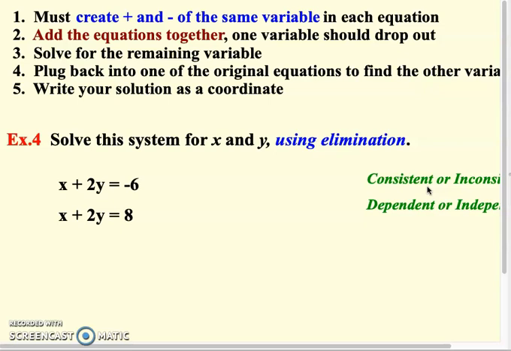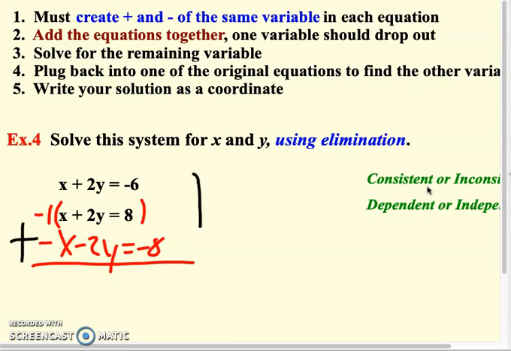When you do elimination, again, the idea is get rid of one of your variables. So let's say I decide to get rid of x again, and I multiply this one through by -1. What that's going to do is give me -x, -2y, and -8. And then again, remember, you're going to add down in columns. Well, look what happens here. x and -x, that's a 0. Positive 2y and -2y, that's a 0. And then I get -14.